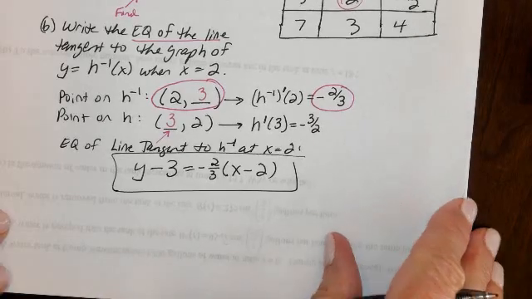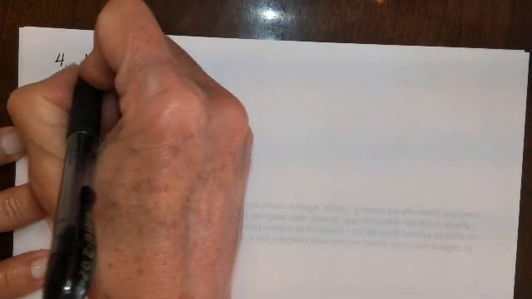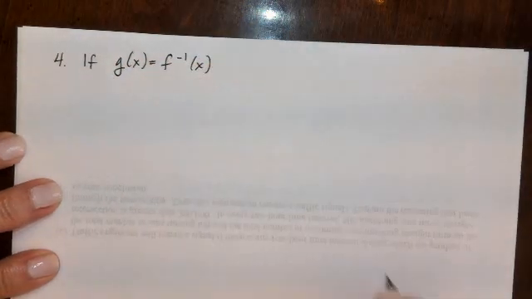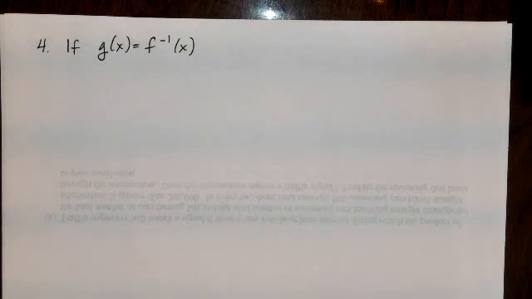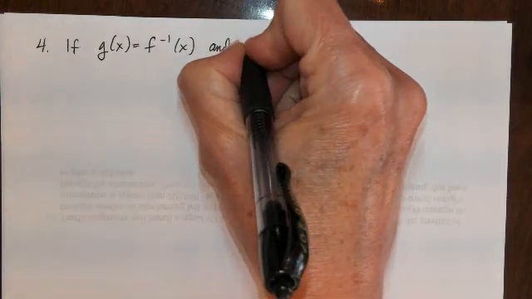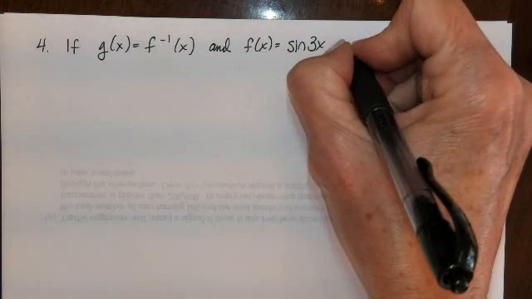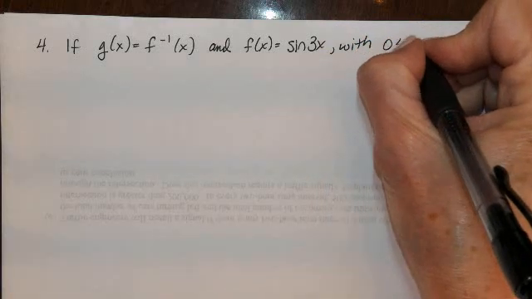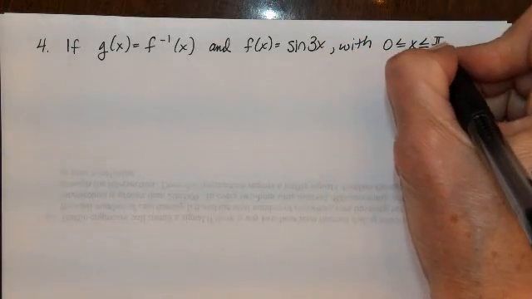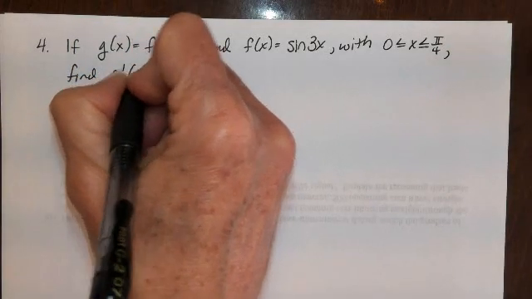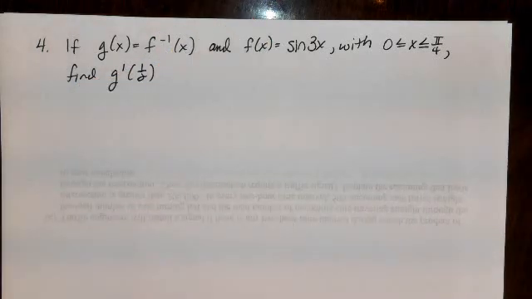Alright, I have one more example for you here. I have to cram it in the bottom, so I'm just going to go to another piece of scratch paper. Number 4, last example. If g of x is the inverse of f, okay? If those are inverses, and f of x is sine of 3x, restricted to x being between 0 and pi over 4. Find g prime of 1/2. g prime of 1/2.